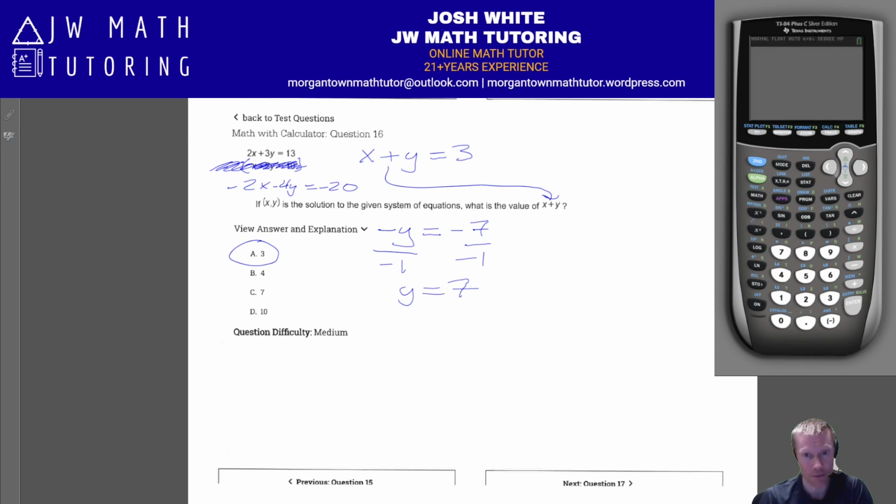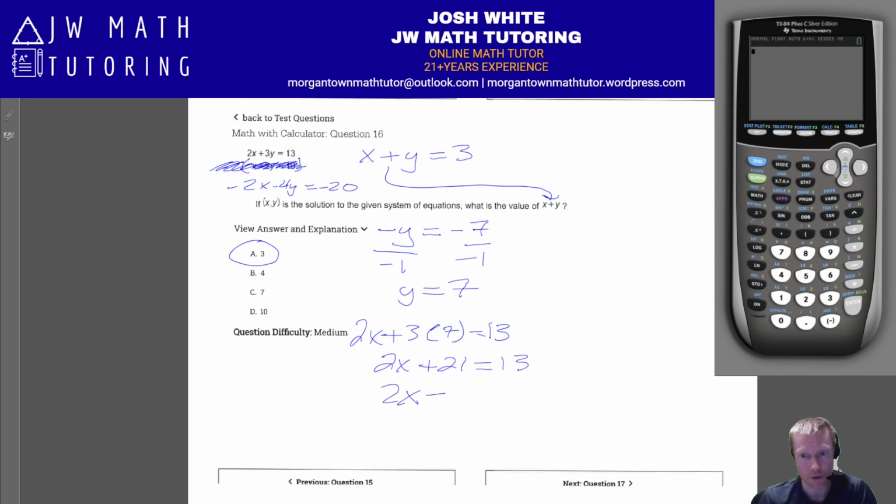Now I'll take that and plug it into the first equation. 2x plus 3 times 7 equals 13. 2x plus 21 equals 13.